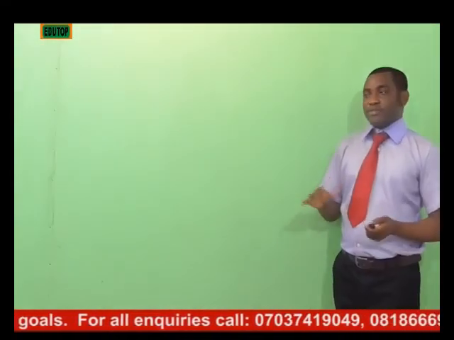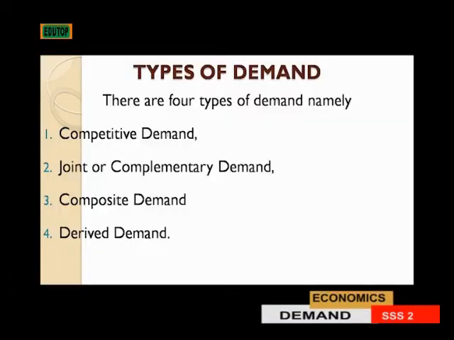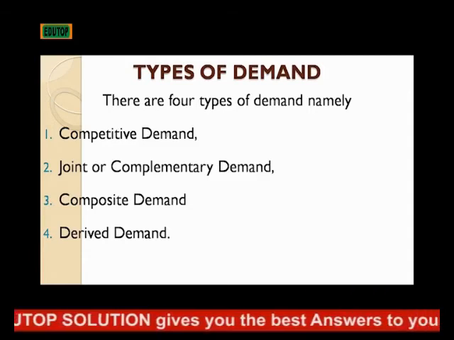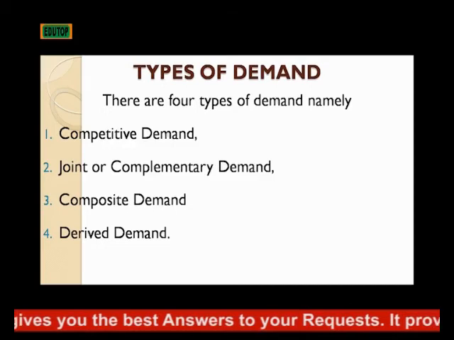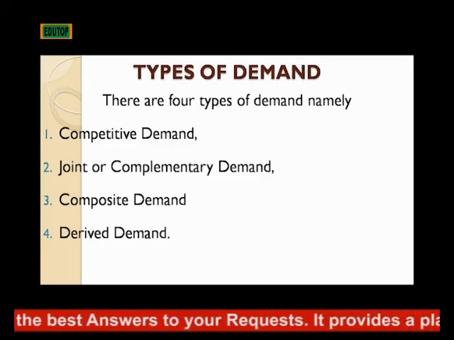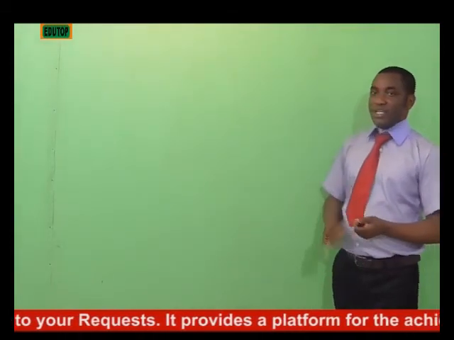In that case, they tend to buy more of such a particular product that comes with fashion in society. Types of demand. There are 4 basic types of demand. 1, we have competitive demand. 2, we have joint or complementary demand. 3, we have composite demand. And 4, we have derived demand. Let's take it one after the other.